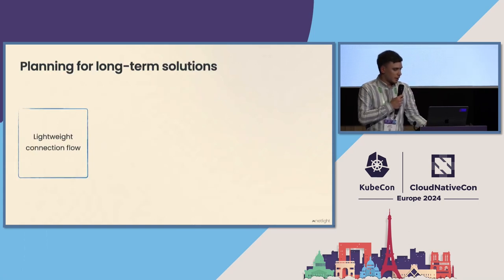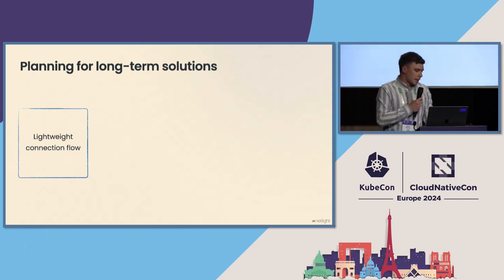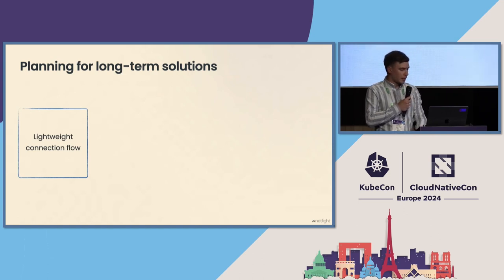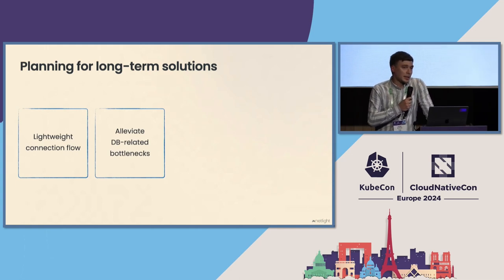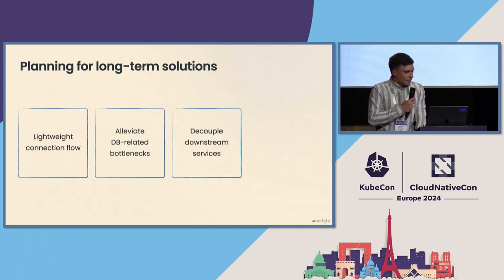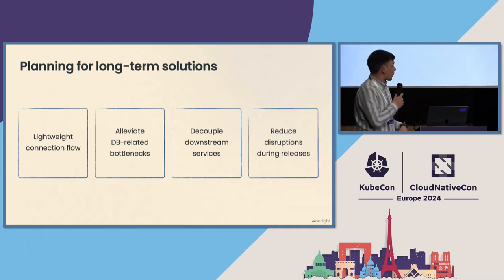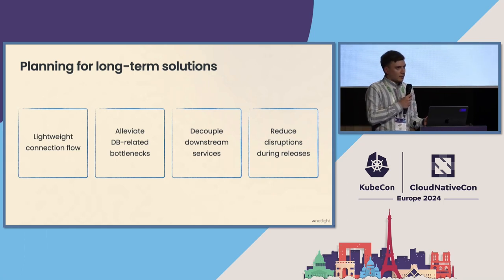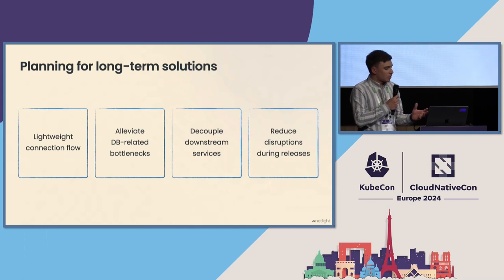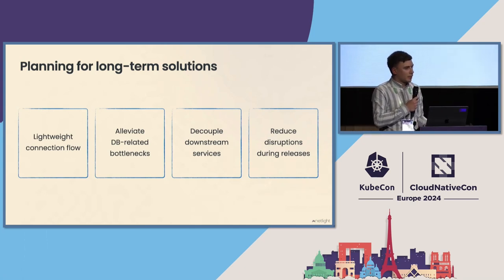But we also set some goals that we wanted for our long-term solutions. And primarily, we wanted a more lightweight connection flow that we could scale easier. And that would also help us alleviate database-related bottlenecks, right? So as we saw earlier, we had to over-provision the database by quite a lot. We also wanted to decouple the downstream services to stop this propagation of load spikes that I described earlier. And also, we wanted to reduce the disruptions during releases. So find a way that hopefully we can remove this maintenance window rule and also have as little impact on the user experience when we are doing a release in the WebSocket gateway component. So these are some goals that we set out for ourselves.